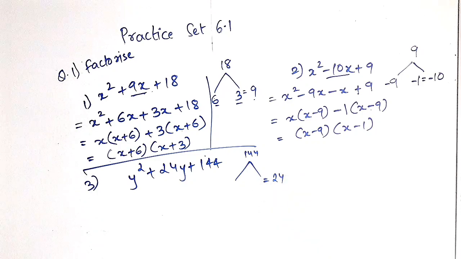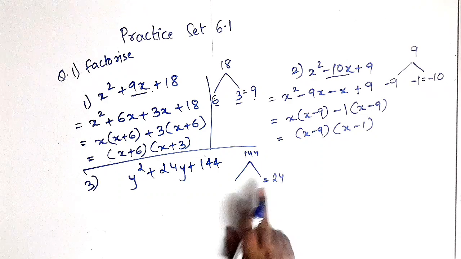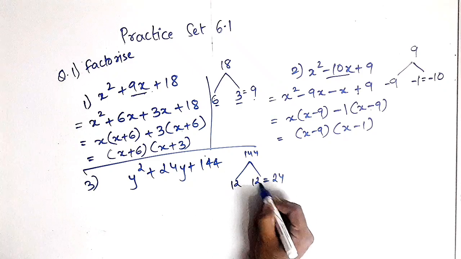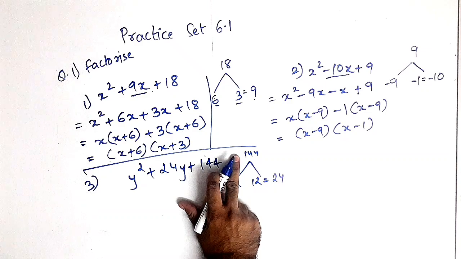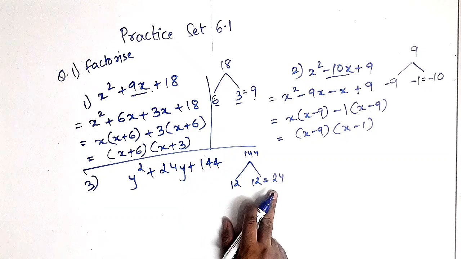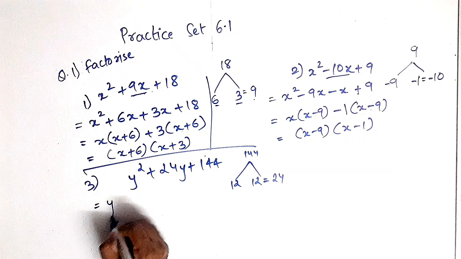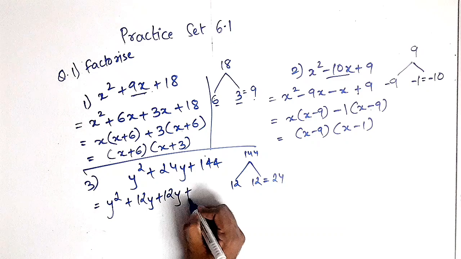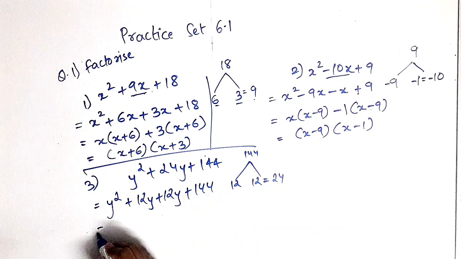You know 144 comes in which table? It comes in the table of 12. 12 12s are 144, 16 9s are 144, 18 8s are 144. 18 8s I am not getting, 16 9s also I am not getting 24. 12 12s I am getting. See, 12 times 12 is 144, and if I add I'll get plus 24. So very easy. So I'll write y square plus 12y plus 12y plus 144.